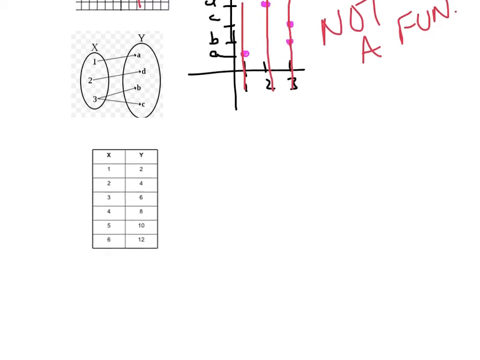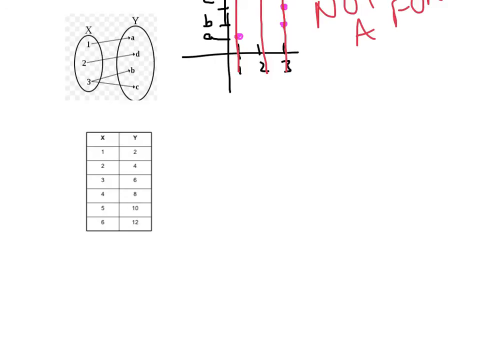And you can obviously do the same thing in a table. Does each input have one output? 1 went to 2, 2 to 4, 3 to 6, 4 to 8, 5 to 10, 6 to 12. And again, if you can't see whether it's a function or not, plot the points. 1 goes to 2, 2 goes to 4, 3 goes to 6.